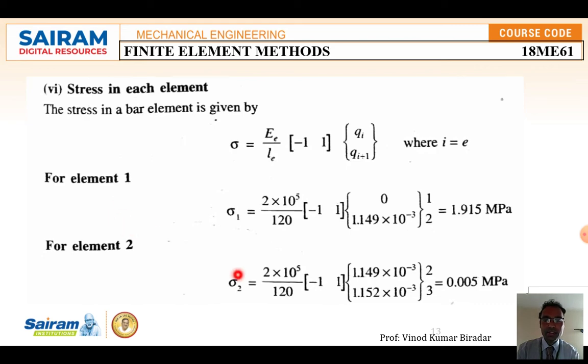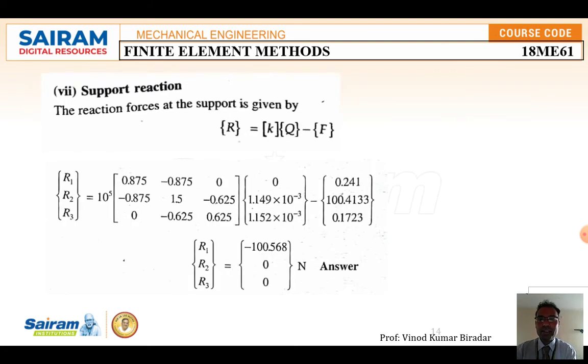Coming to the second element, stress 2 is equal to the same formula, again substitute the values. Here you have to consider nodes 2 and 3, this is very important. For the first element it is 1 2, because element 1 consists of only nodes 1 and 2, so for the second element it is 2 and 3. If you solve this, you are going to get 0.05 megapascal, okay.